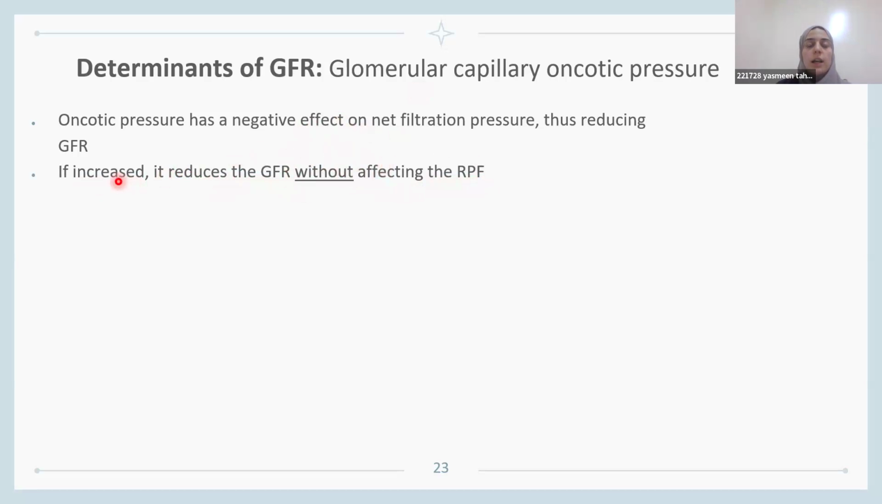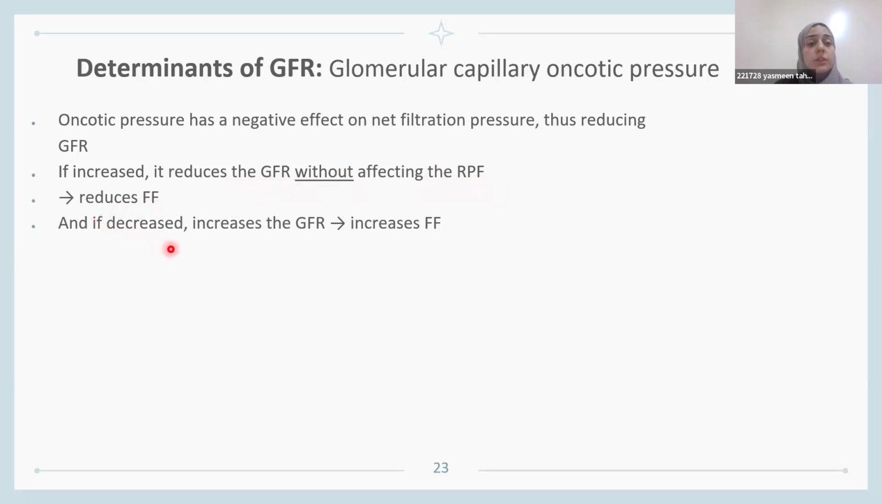There is no reason for a change in the oncotic pressure in the glomerular capillary to change the renal blood flow. The reasons we discussed earlier that change the renal plasma flow happen in the arterioles and have to do with the resistance of the renal blood flow coming in. But the oncotic pressure does not change the RPF. So if something is reducing GFR but keeping the RPF the same, how would that affect the filtration fraction, which is again the GFR over the renal plasma flow? That would reduce it, because GFR is reduced and renal plasma flow is the same.